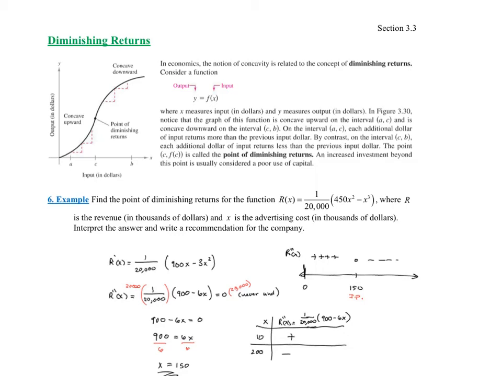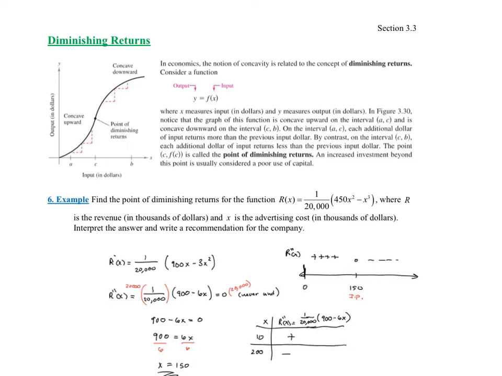So the last concept in this section is about a point of diminishing returns. This paragraph actually does a wonderful job explaining this, so let's read this together. It says, in economics, the notion of concavity is related to the concept of diminishing returns. This is a very, very important business topic.